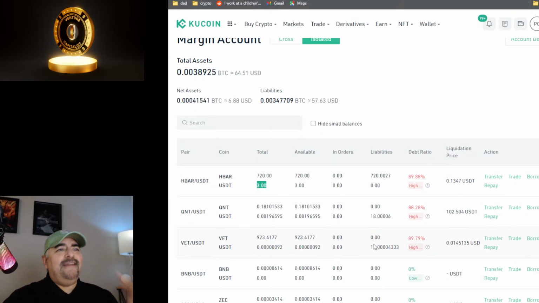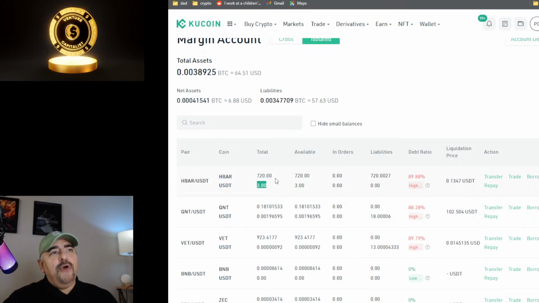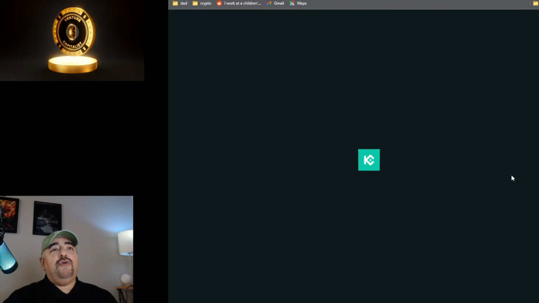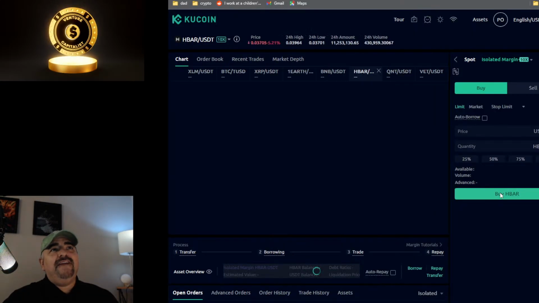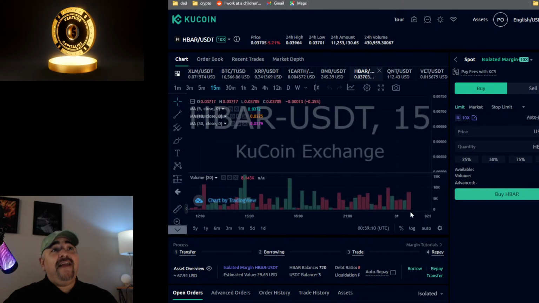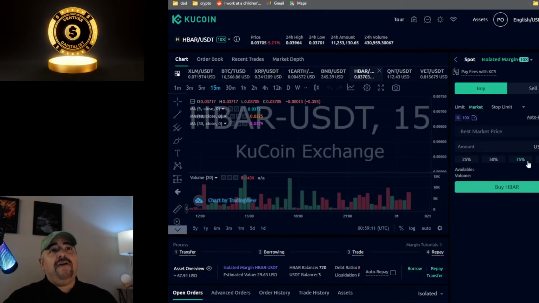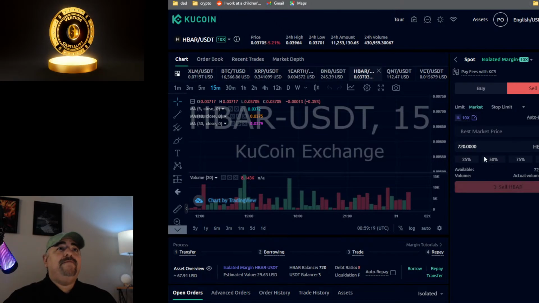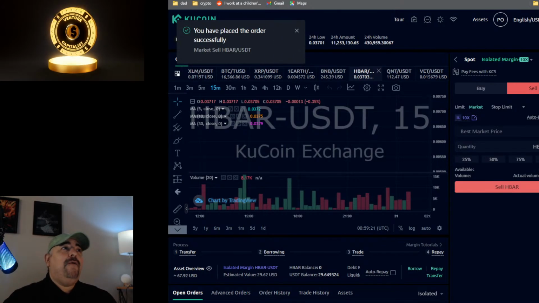All right, so now let's get into how to short. H-bar, boom. Now, once you borrow the H-bar or whatever coin you want to short, the short or the position does not start until you actually sell the coin. So the first thing to do to start the short is we need to go in and actually hit sell, and we need to sell the H-bar, right? So we're going to click sell, hit market, hit sell. What that's going to do, that's going to start the short.